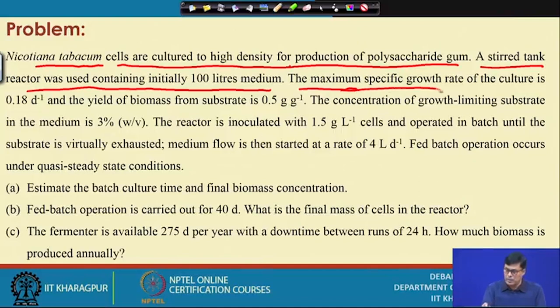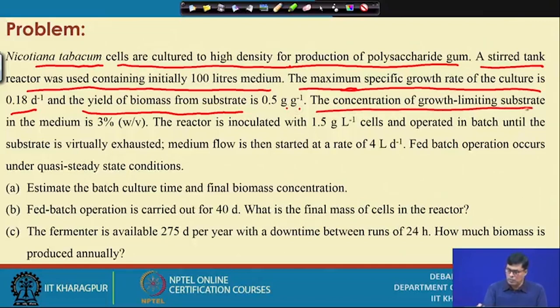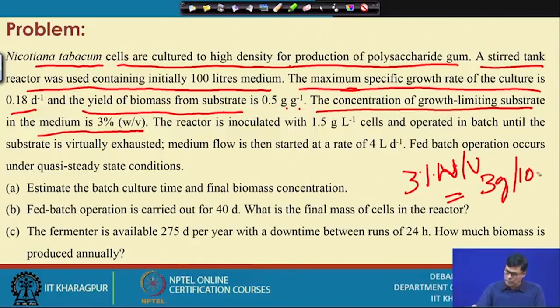The maximum specific growth rate of the culture is 0.19 day inverse and the yield of the biomass is 0.5 gram per gram of substrate. Now, the concentration of the growth limiting substrate is 3% weight by volume. What does 3% weight by volume mean? I can write this as 3 gram per 100 milliliter, am I right? So, this will be 30 gram per liter. This is how we can write it.